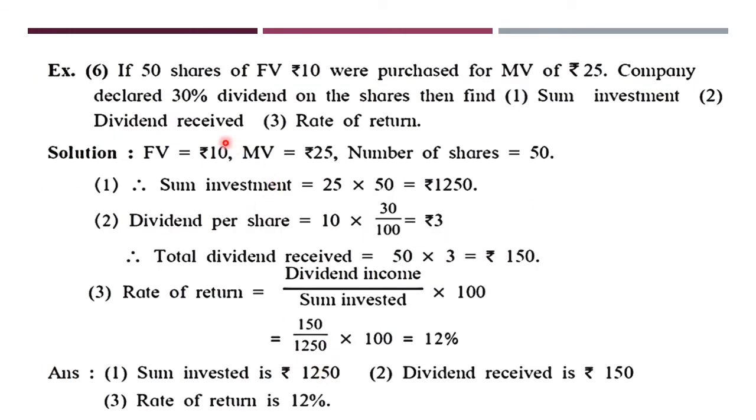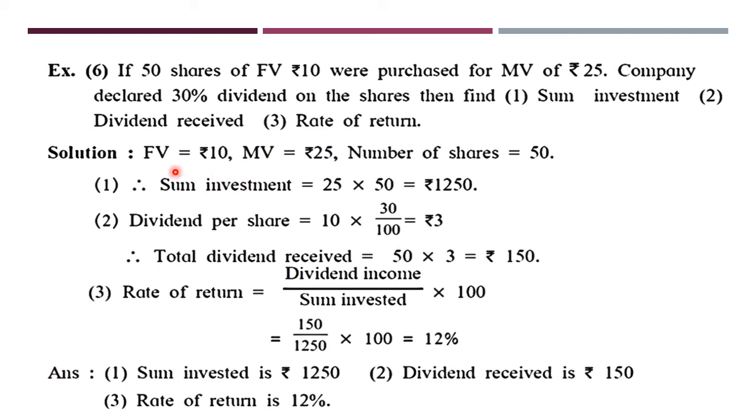Now this is the sixth example. 50 shares of face value 10 were purchased for a market value of ₹25. The company declared a 30% dividend on the shares. So 50 shares of face value 10 were purchased for a market value of 25, and the company declared a 30% dividend. First, we need to find the sum invested, that's the total amount invested. Second, we need to find the dividend received. And third, we have to find the rate of return.